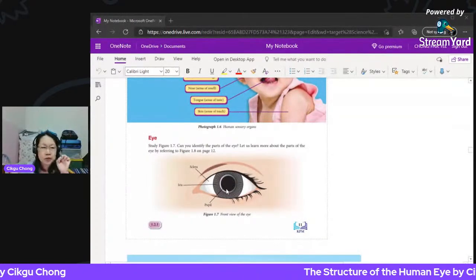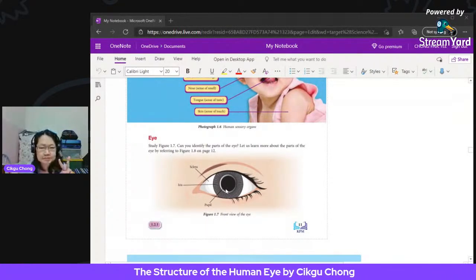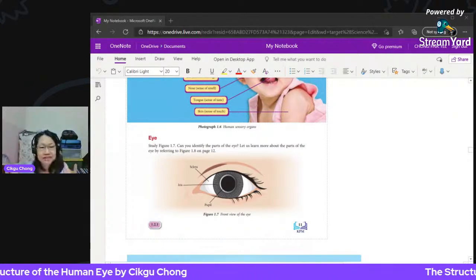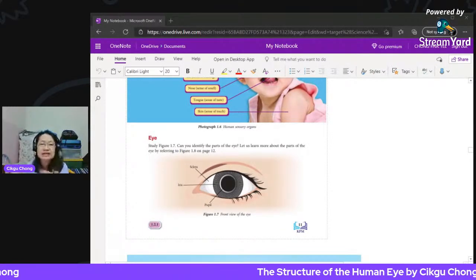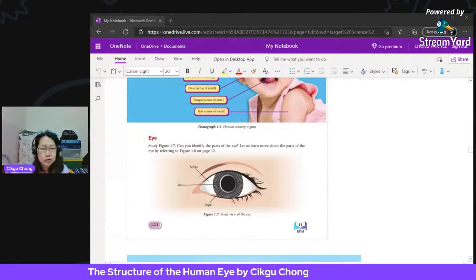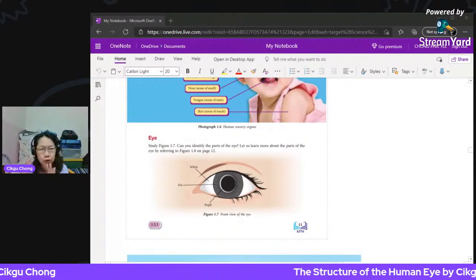Pupil has two meanings. One pupil means 同学, or 学生, a student. The other is the opening in the eye, which allows the light to go inside so that you can see clearly. So this is what you can see from outside. The white part of the eye, 白色那部分, is called the sclera.